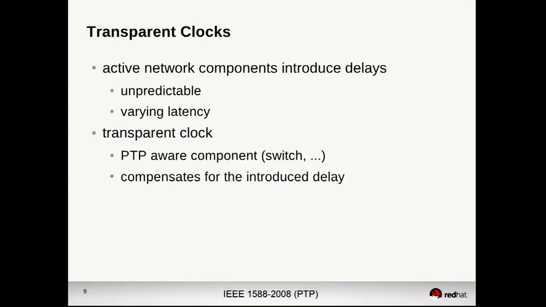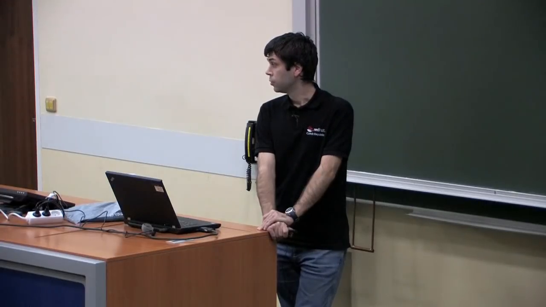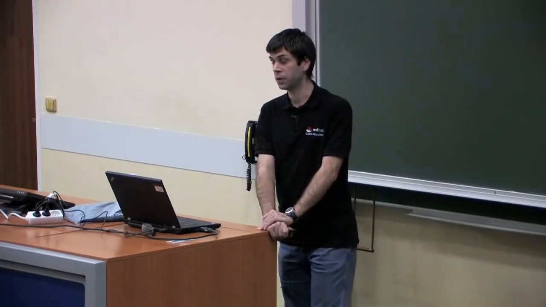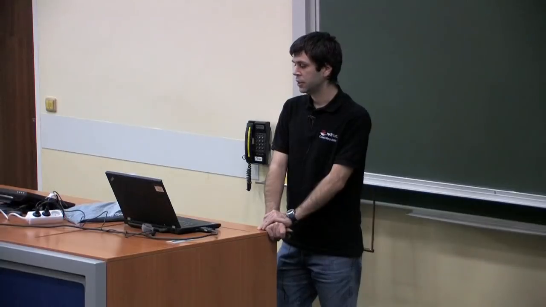Another type of clock that I haven't mentioned is the transparent clock. That's actually a network component that is able to compensate for delays introduced by switches and so on. Because every active component, like a networking switch, does queuing of incoming packets because of congestion and other stuff.